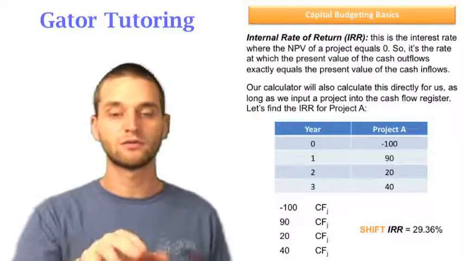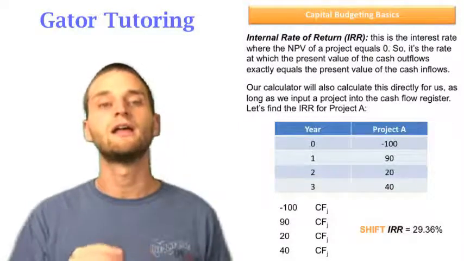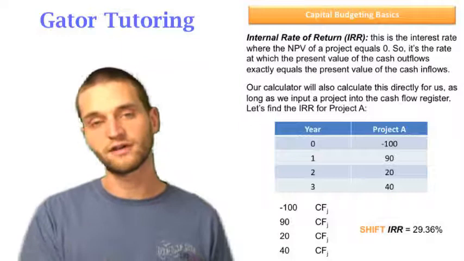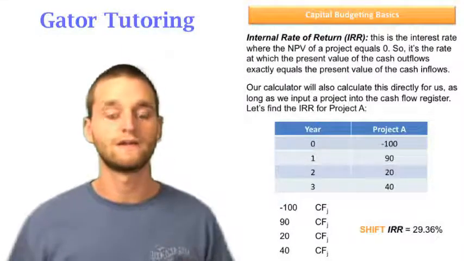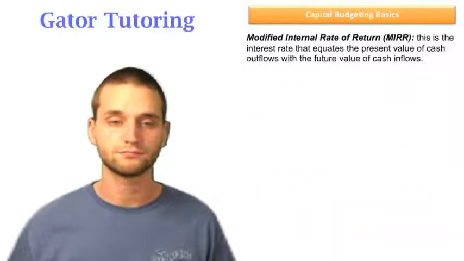If we were to put 29.36% in for the interest rate for this series of cash flows and then press Shift NPV, it would be 0. That's by definition what the internal rate of return is.